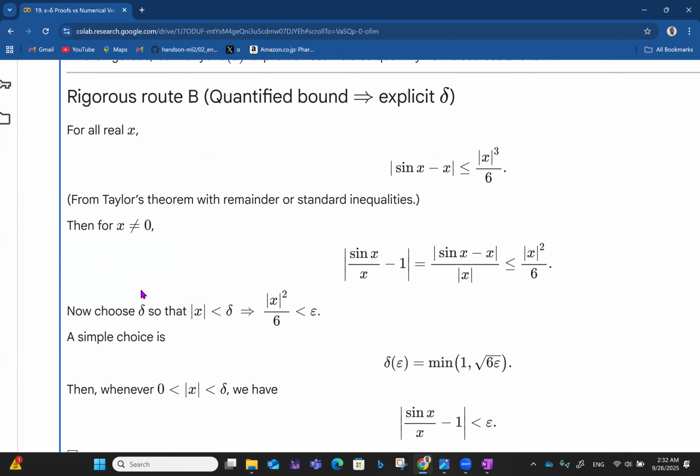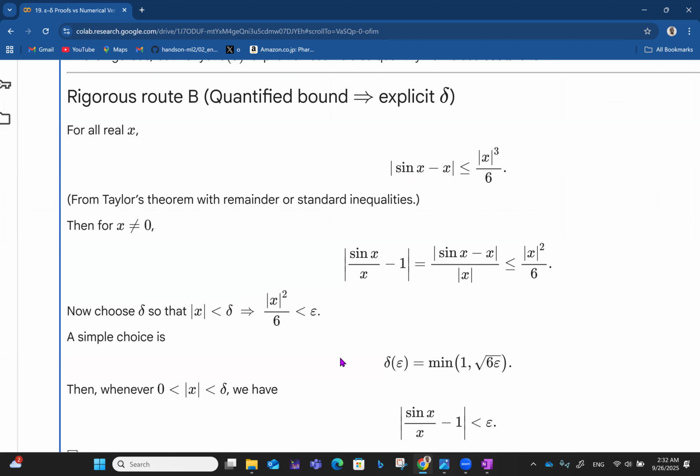So we can now choose a delta so that absolute value of x is less than delta, and that implies that absolute value of x raised to power 2 over 6 is less than epsilon. So in that case, we can make a simple choice to say that delta of epsilon will be the minimum between 1 and square root of 6 epsilon.